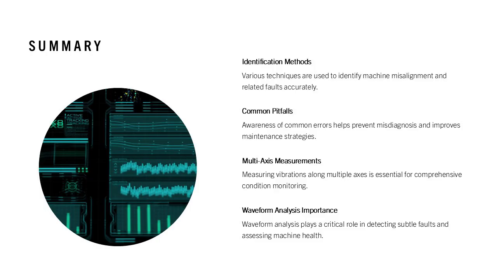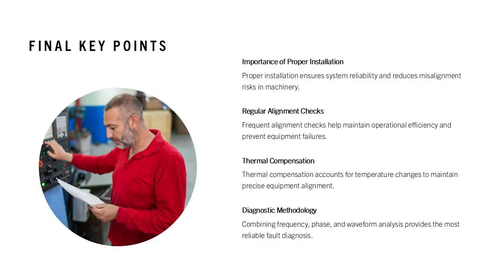The summary slide consolidates the major learning points from the presentation, including identification methods, common pitfalls, related fault conditions, and the need for multi-axis vibration measurements and waveform analysis. It reinforces how misalignment affects machine performance and reliability. This slide highlights essential takeaway messages such as the importance of proper installation, regular alignment checks, thermal compensation, and distinguishing misalignment from other faults. It emphasizes the combination of frequency, phase, and waveform analysis as the most reliable diagnostic methodology.